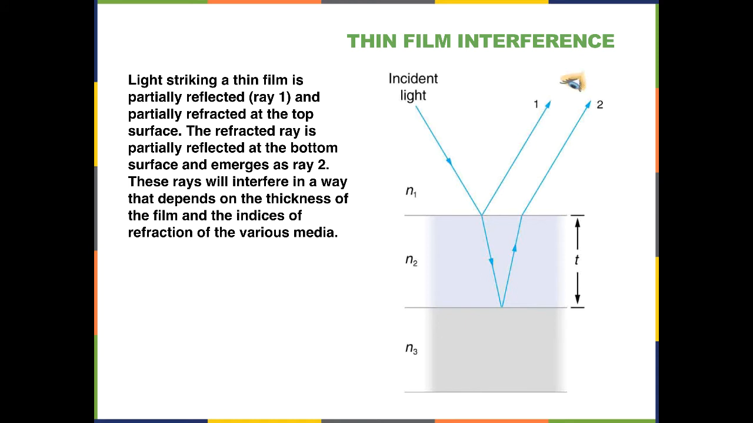Light striking a thin film is partially reflected. This is shown with ray 1 at the top of the surface, then a refracted ray goes through the surface of the thin film, and is then reflected and refracted back out. So you end up with 2 rays of light. These rays can then interfere in a way that depends on the thickness of the film and the indices of refraction of the various media.